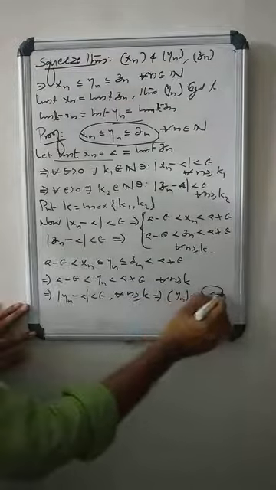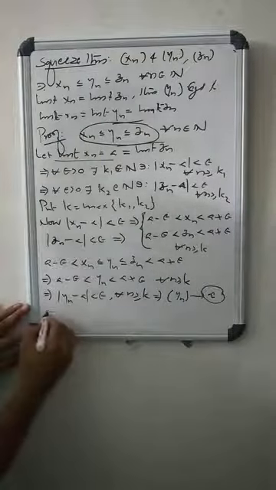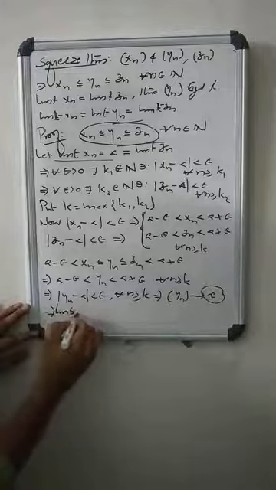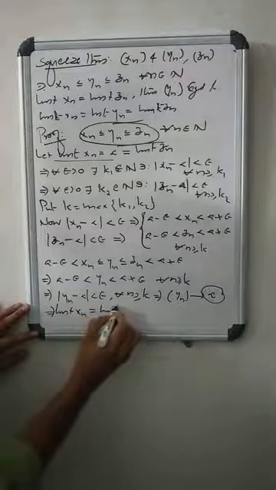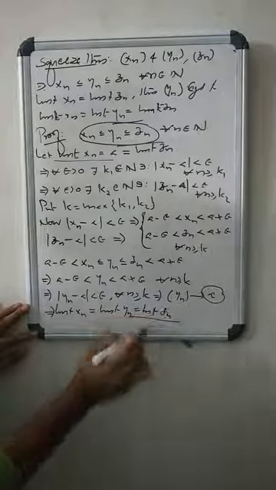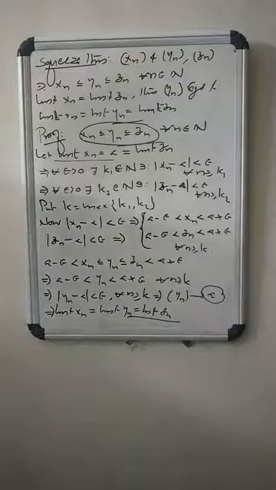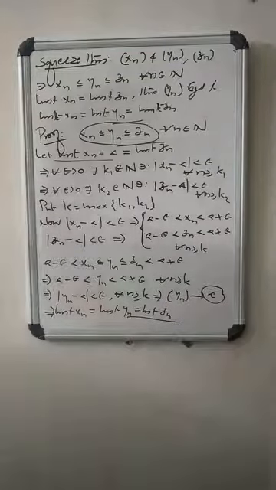The sequence yn converges to a, but limit xn equals a and limit zn equals a. So from here we say that limit xn equals limit yn equals limit zn. This is our conclusion. So this is the squeeze theorem: for sequences xn, yn, zn of real numbers, if limit xn equals limit zn, then limit xn equals limit yn equals limit zn whenever xn is less than or equal to yn less than or equal to zn.